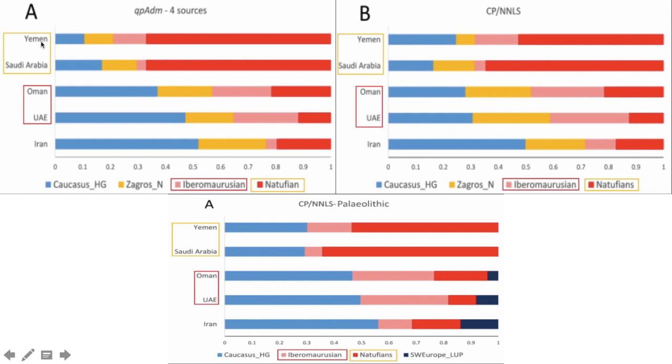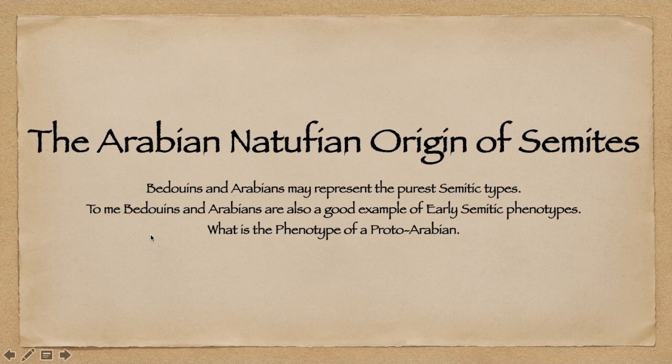And really both these populations share Ibero-Maurusian and Natufian DNA. You can see, depending on all these different charts, it's basically roughly the same. A lot of Natufian and Ibero-Maurusian in Yemen, Saudi Arabia, Oman, and the United Arab Emirates. So Bedouins and Arabians may represent the purest Semitic types, in my opinion. To me, Bedouins and Arabians are also a good example of the early Semitic phenotypes.